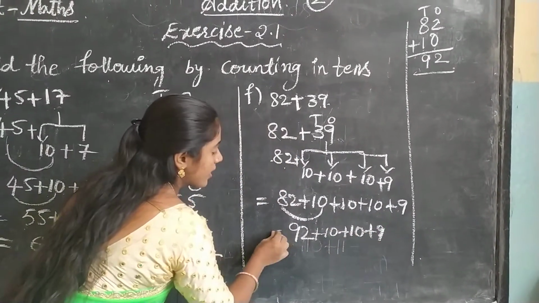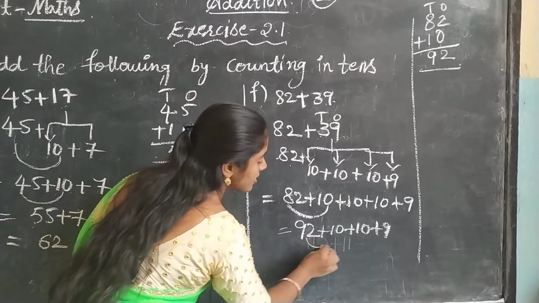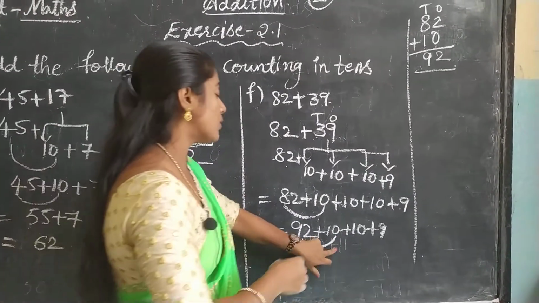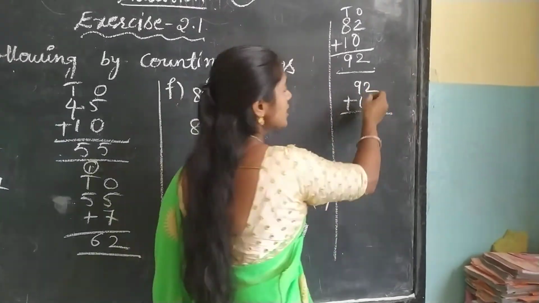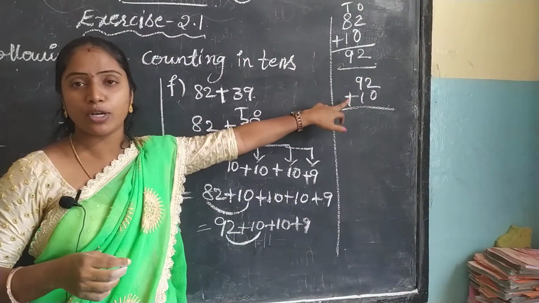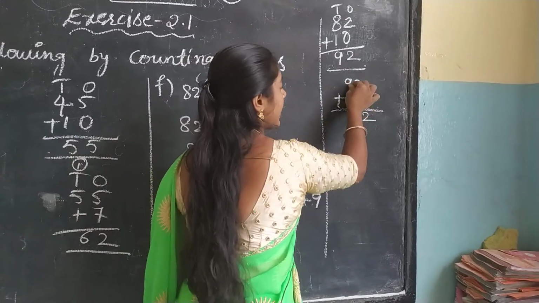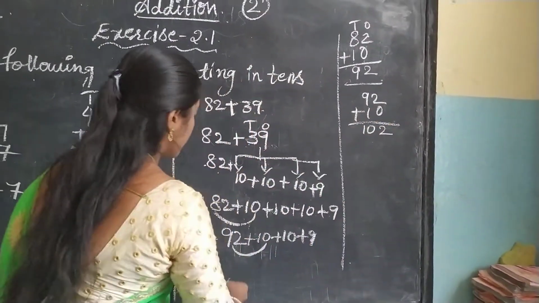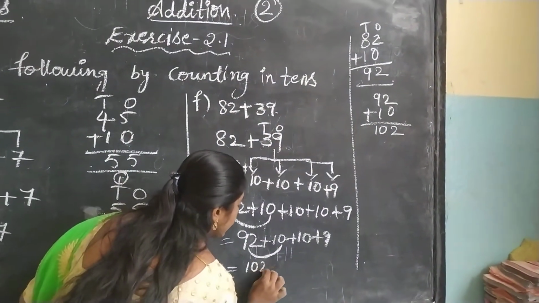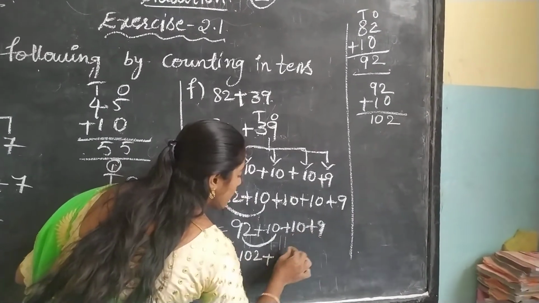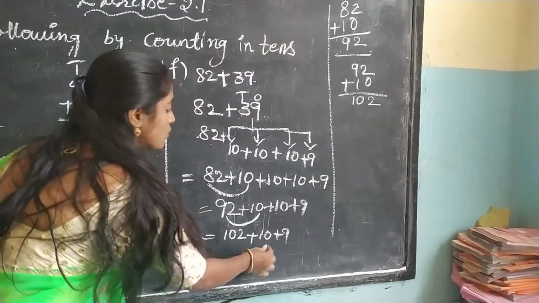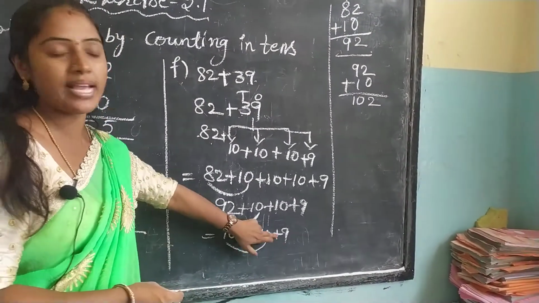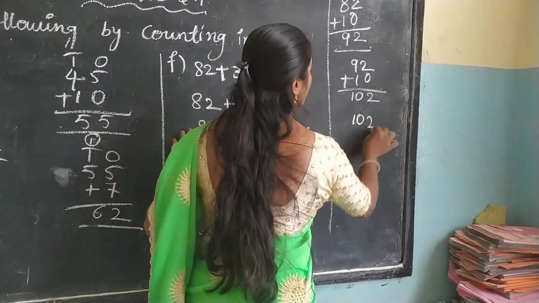Okay children. Okay, next we have to add these two numbers. What are the two numbers? 92 plus 10. How much? First you have to add these two numbers. 2 plus 0, 2. 9 plus 1, 10. So 102. 102, plus as it is these two numbers you should write down. Okay, next you have to add these two numbers. 102 plus 10.